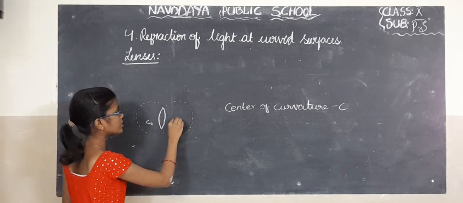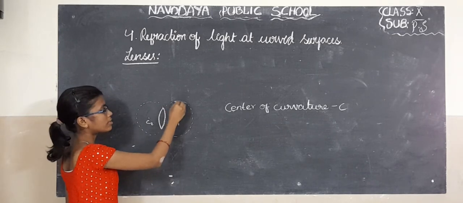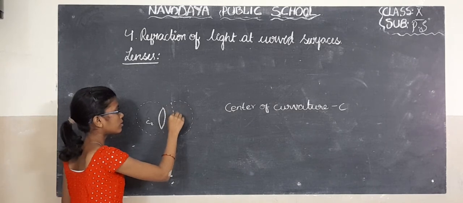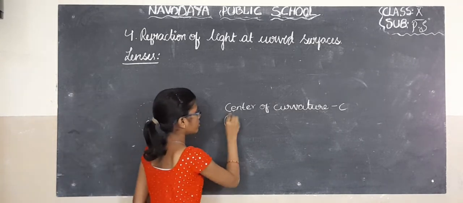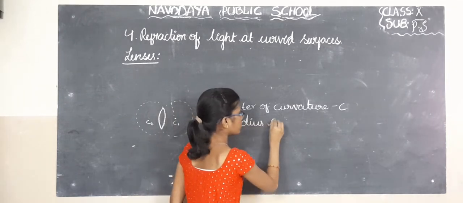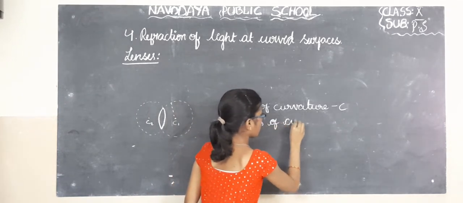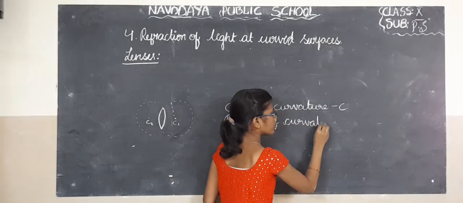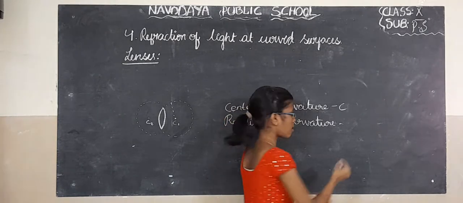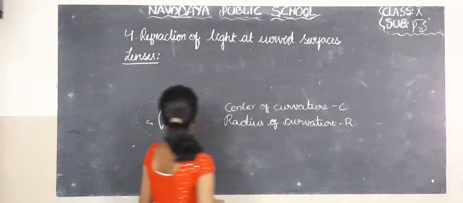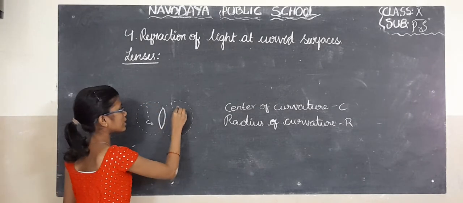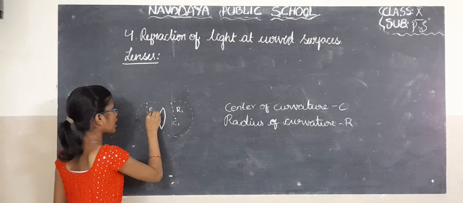The distance from center of curvature to the curved surface is known as radius of curvature. Radius of curvature is denoted by the letter R. Here there are two radii of curvature, so we take this as R1 and this as R2.